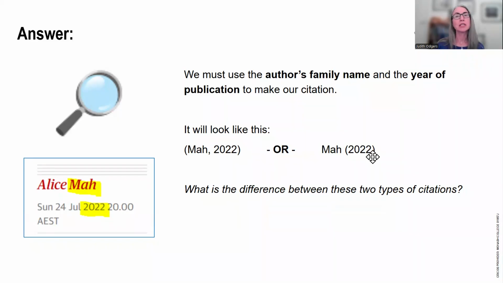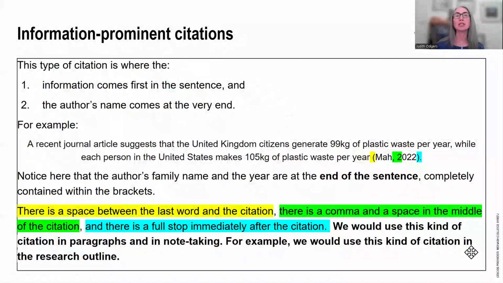What is the difference between these two types of citations? Well, one is information prominent and the other is author prominent. Let's look at information prominent citations first. This type of citation is where the information comes first in the sentence and the author's name comes at the very end. For example, a recent journal article suggests that the United Kingdom citizens generate 99 kilograms of plastic waste per year, while each person in the United States makes 105 kilograms of plastic waste per year.